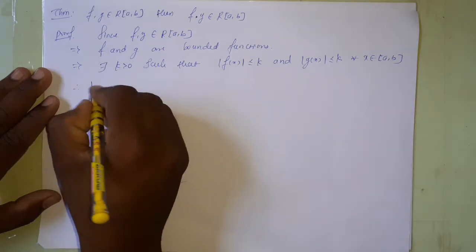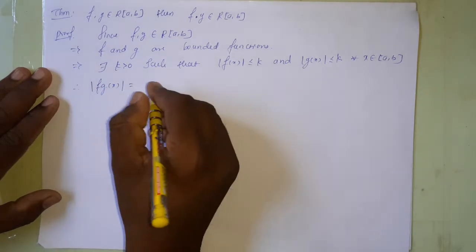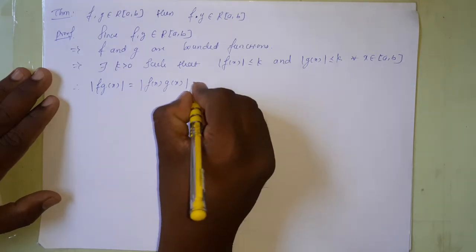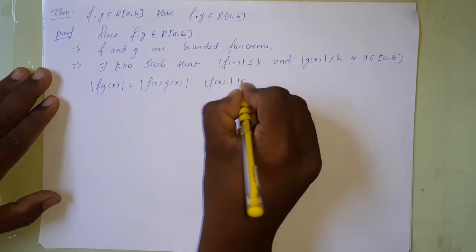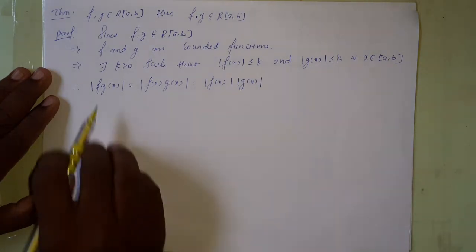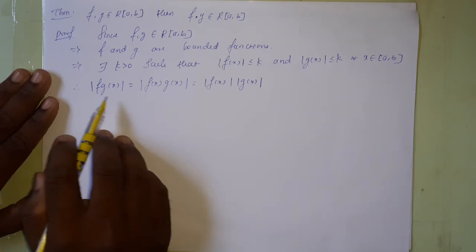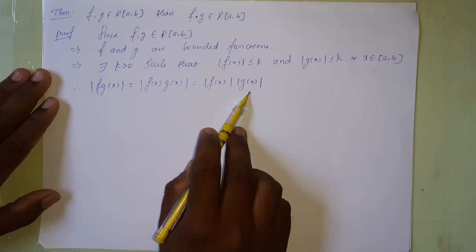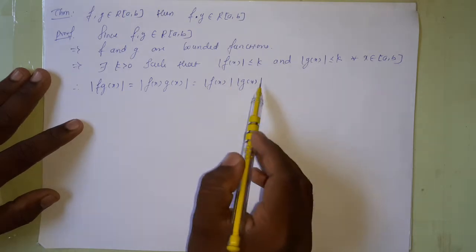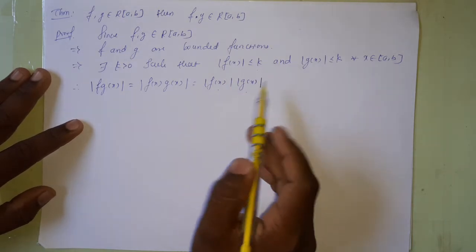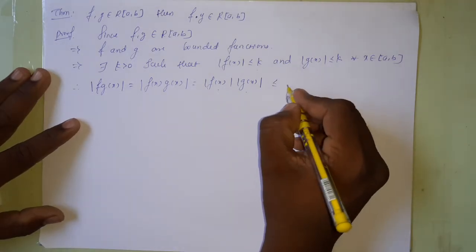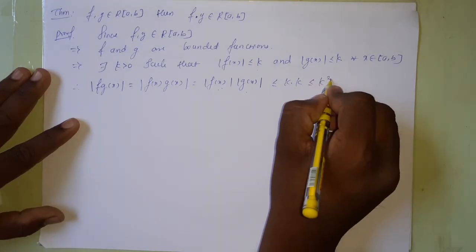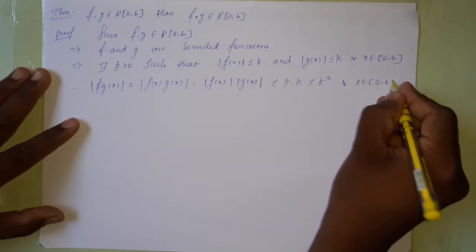And now mod f into g of x can be written as mod f of x into g of x, and this is equal to mod f of x into mod g of x. So consider the product of the two functions f and g; its modulus can be written as mod f of x into g of x, which is equal to mod f of x into mod g of x. Now here we know that f of x is less than or equal to k and g of x is also less than or equal to k. So this is less than or equal to k into k, which is k square, for all x belonging to the closed interval [a, b].